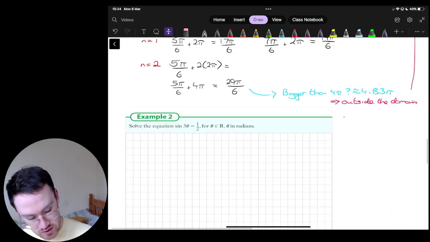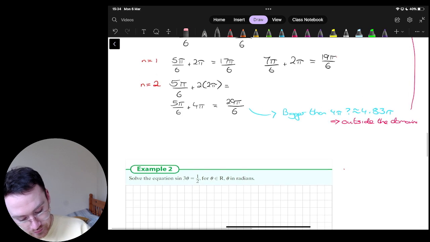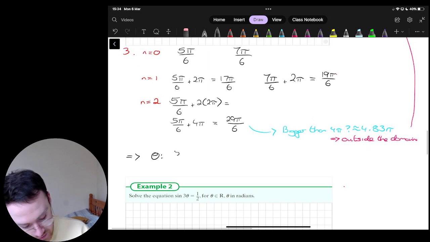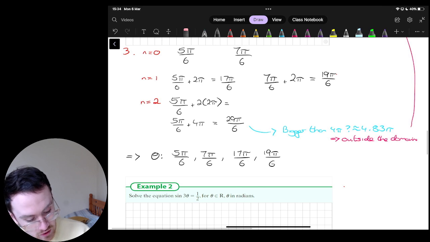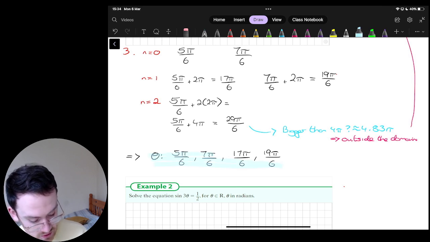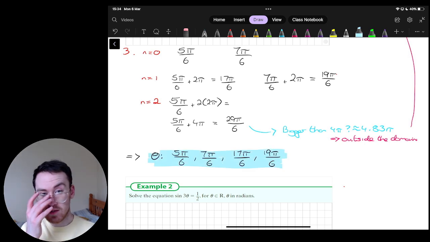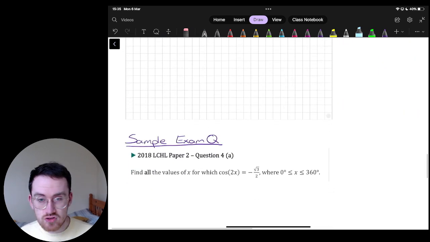So our four solutions for theta are 5 pi over 6, 7 pi over 6, 17 pi over 6, and 19 pi over 6. And this is how we would end our questions, by writing out that set of solutions really clearly so that we can clearly see what the solutions are, particularly because we maybe need to go that extra step to check whether solutions are allowed or fall within our range or domain. It's important to go that extra step.